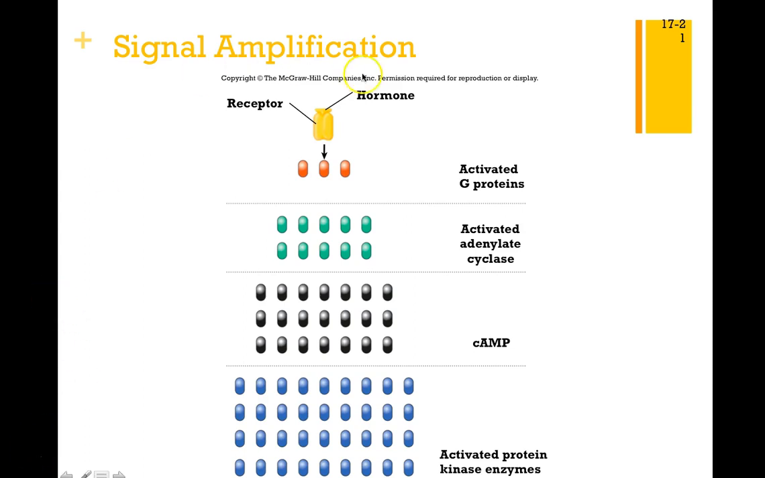So now let's take a look at signal amplification. What this means is when our water-soluble hormone attaches to a receptor, it's activating G proteins. And when it does this, it amplifies all the other enzymes or signals. So we have even more activated adenylate cyclase, more activated cyclic AMP, and even more activated protein kinase enzymes for the cellular responses to take place.